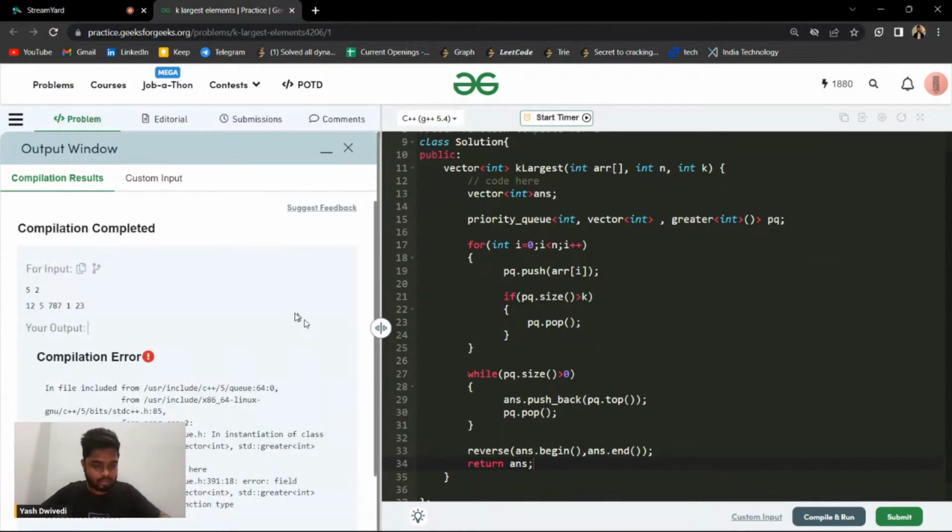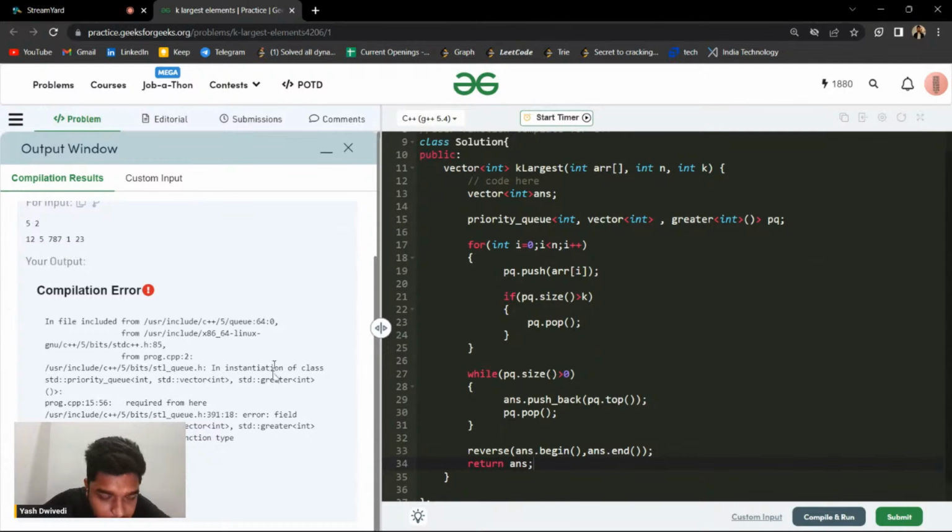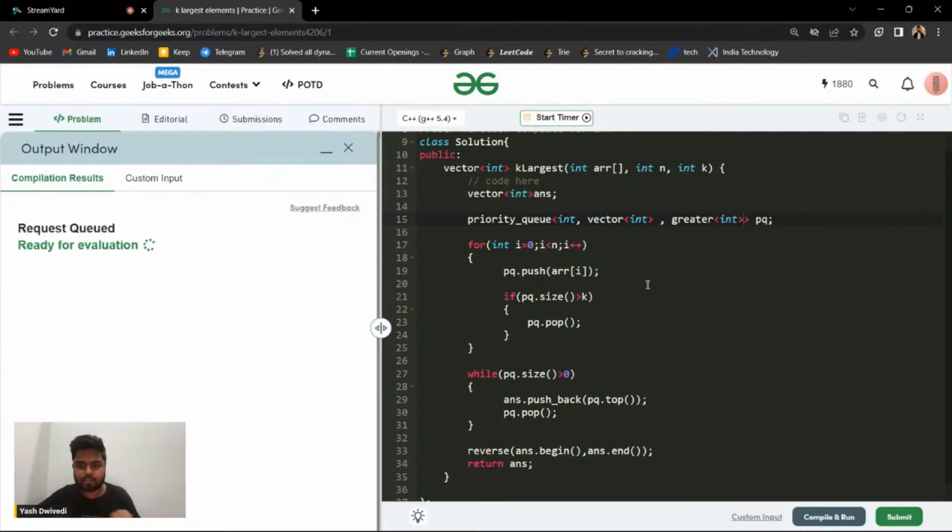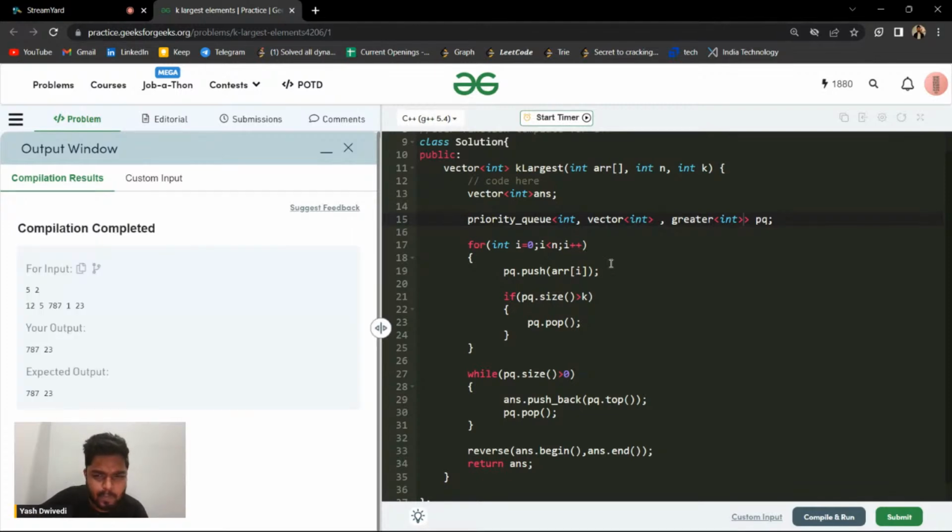Okay, it says some kind of error is there. What is the error here? Greater int, greater vector int, priority queue. Have I made any mistakes here anywhere? Let's see. Okay, so basically I declared extra. Yeah, correct. So it is working fine on the samples.